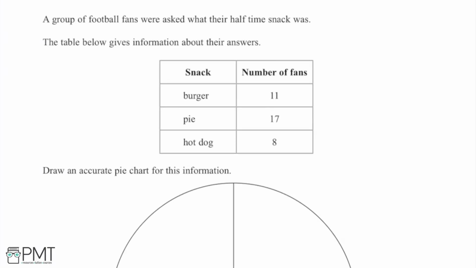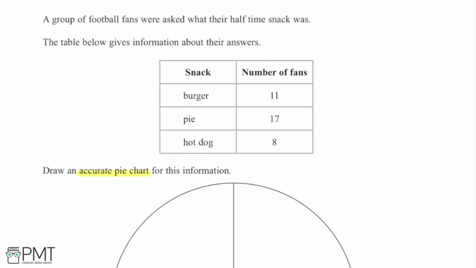So here I'm told that a group of football fans were asked what their half-time snack was. And then we have the table below, which gives information about their answers. So the 3 options for snack were burger here, pie and hot dog. And then in the right-hand column, we have the number of fans that chose these as their favourite snack. So 11 for burger, 17 for pie and 8 for hot dog. And we're then asked to use this information to draw an accurate pie chart for all of this information here.